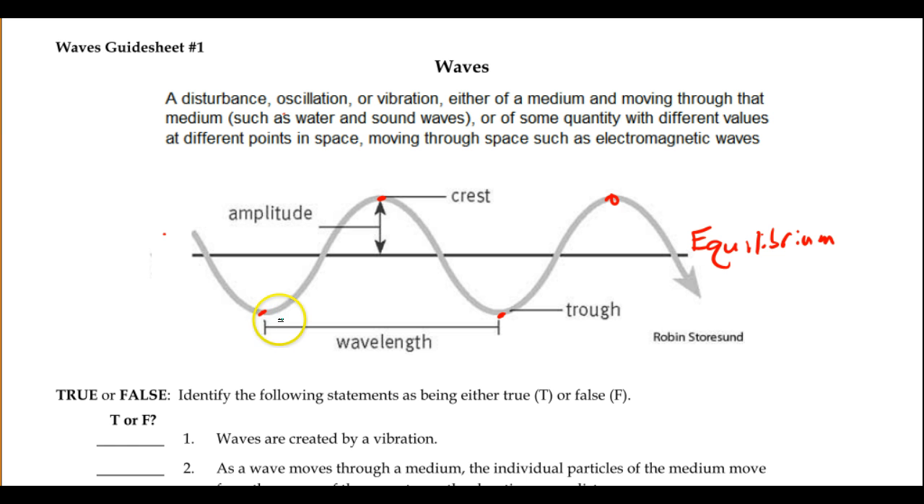A wavelength is any distance between any two like points. So here's a wavelength. This is also a wavelength. It could also be between here and here is a wavelength. Amplitude is from the equilibrium position to the highest point or the lowest point. So both of these are amplitudes.